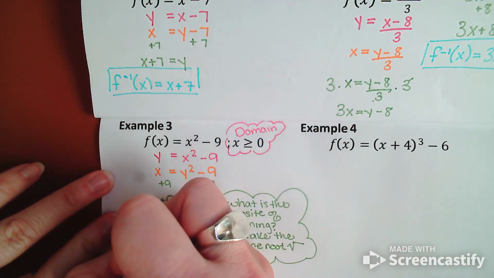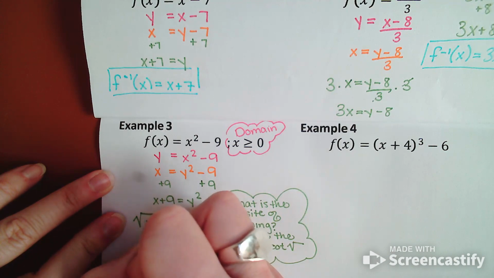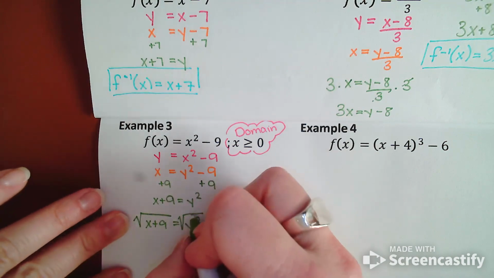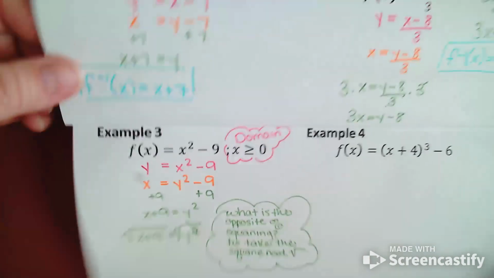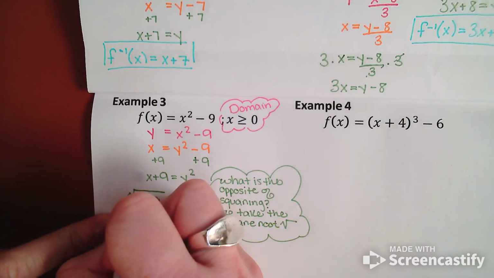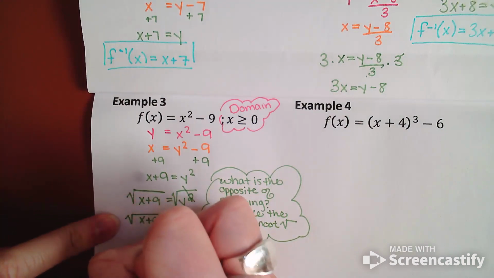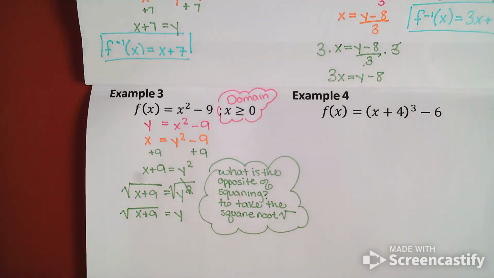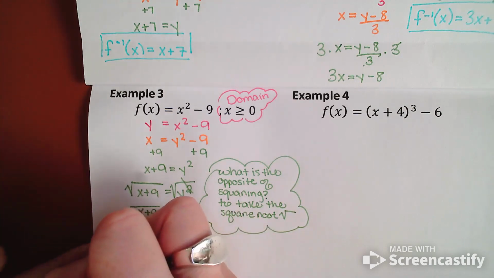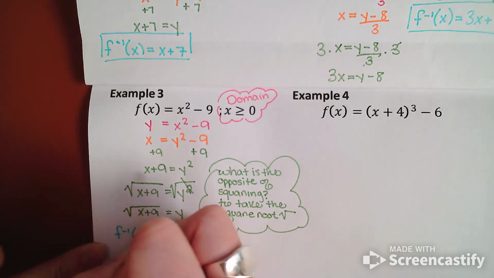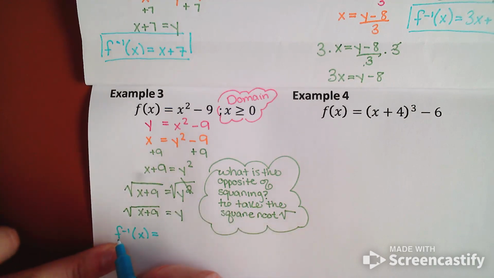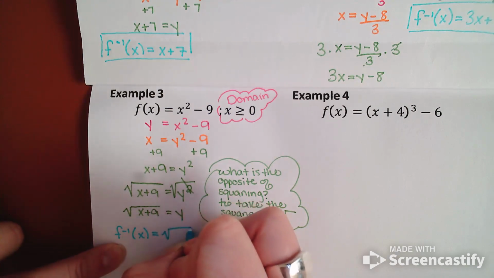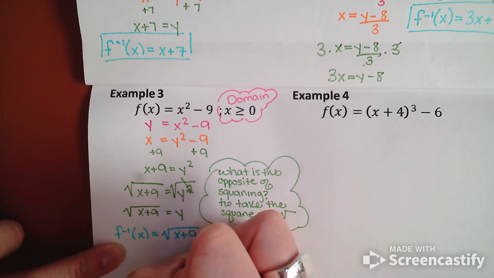So that's what we're going to need to do. We're going to take the square root on both sides. And when I square root a square, that will cancel those operations. And so what do we have? We have that the square root of x plus 9 equals y. And y is now all by itself. So we can go ahead and write this using our function notation. The rule for the inverse f of x is the square root of x plus 9.